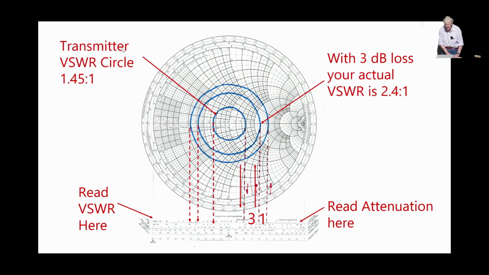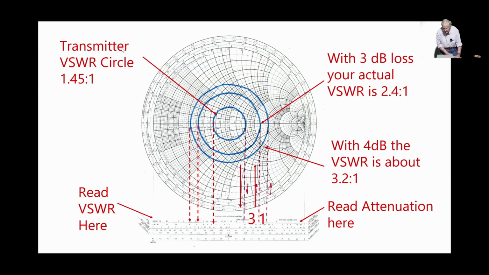So there we are, with 3 dB loss, the VSWR came back to 2.4 to 1, which is a significant increase. And then 1 dB more, it's even worse. That's 3.2 to 1. So you can see that it's getting worse very quickly as you add some attenuation on. Remember, this guy did all of his calculations with a slide rule. No calculator, no AI, nothing.